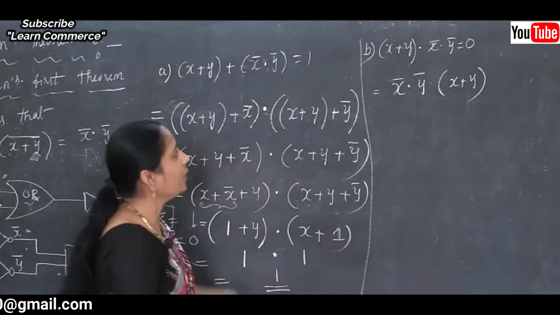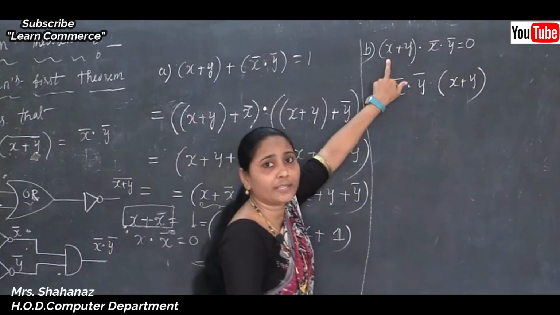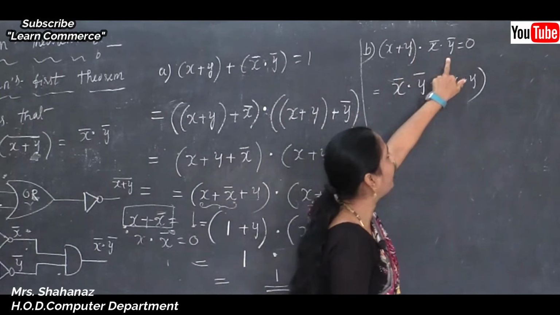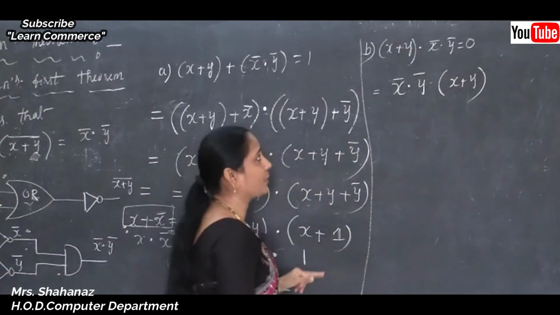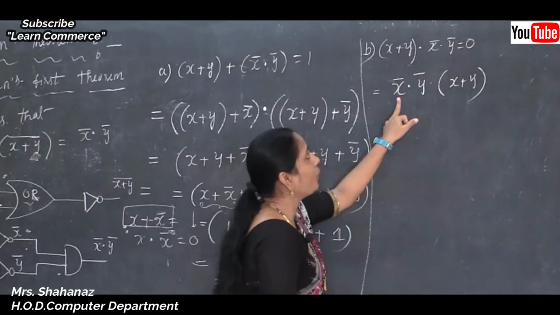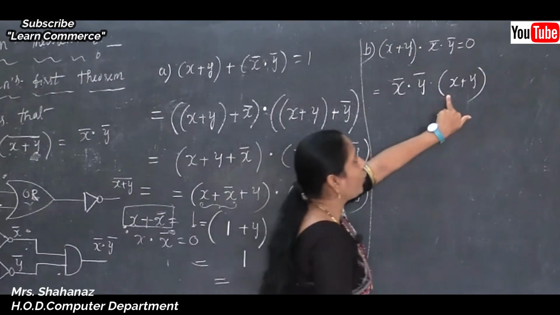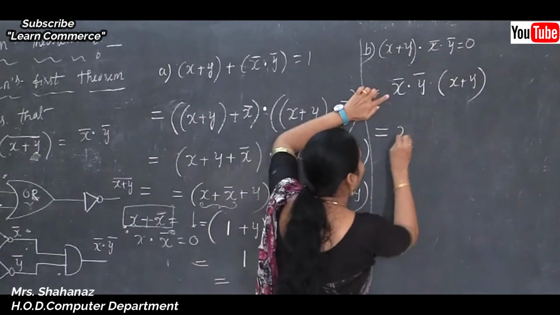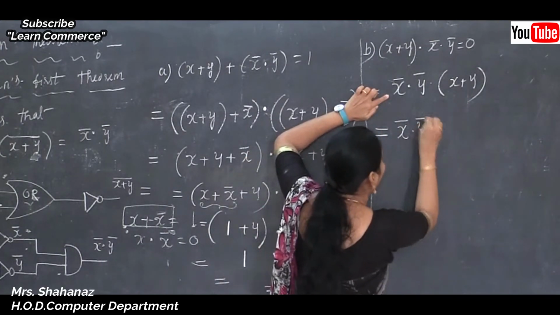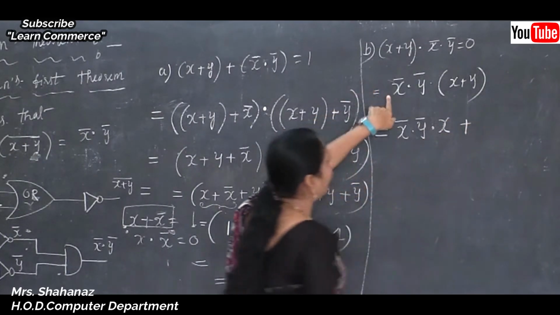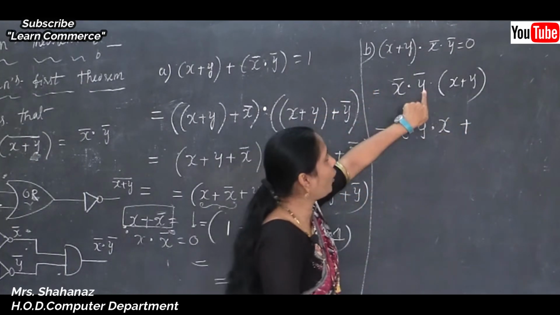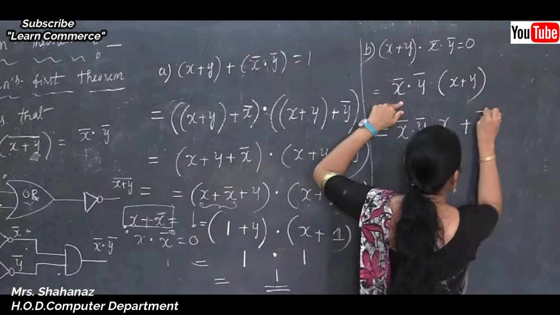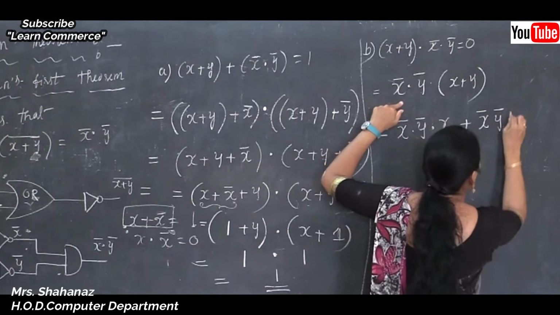here I am going to take the question: x plus y and complement of x and complement of y is equal to 0. But just to prove this expression, first of all I am going to take complement x and complement y, opening the parenthesis x plus y, and the next one, complement x and complement y and x plus, as it is, complement x and complement y and y.